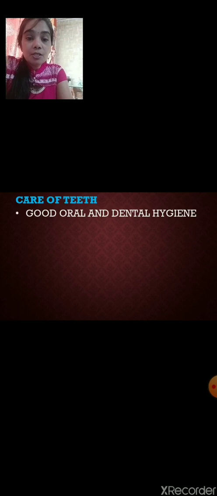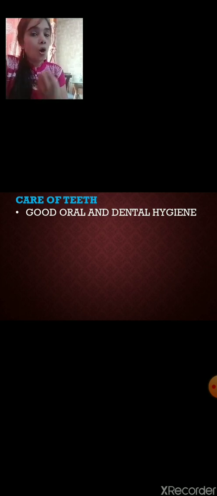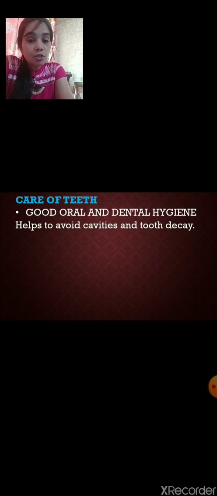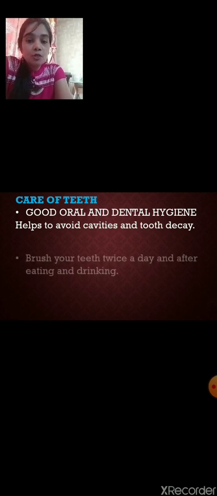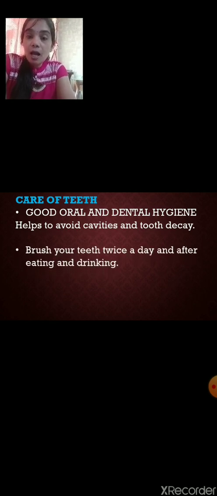Now let's learn how to take care of teeth. Good oral and dental hygiene means you have to use good toothpaste or tooth powder. You have to brush properly in a round motion and do not forget to brush your teeth at the back side. Dental hygiene should be there, and all this helps to avoid cavities and tooth decay. So you have to maintain dental hygiene.